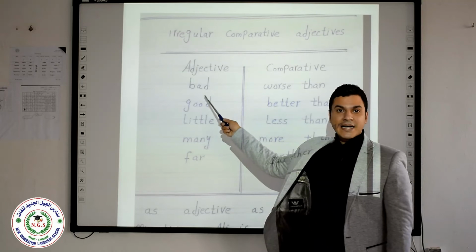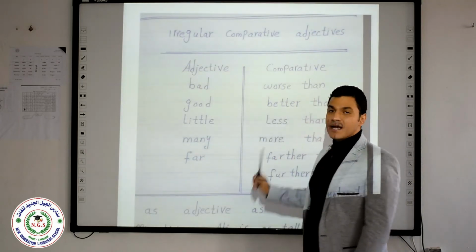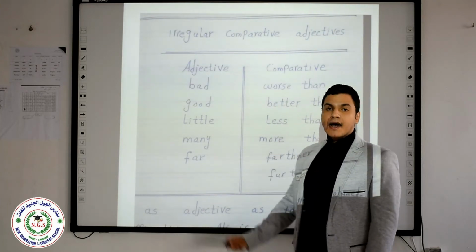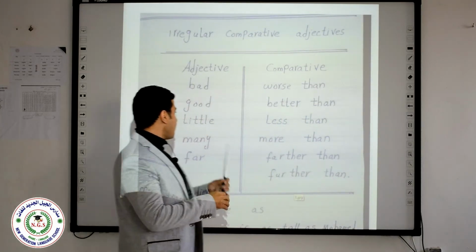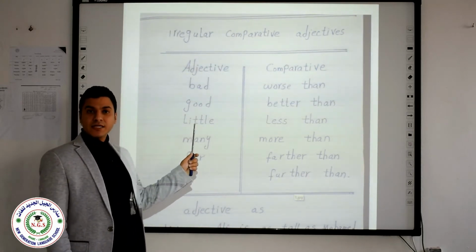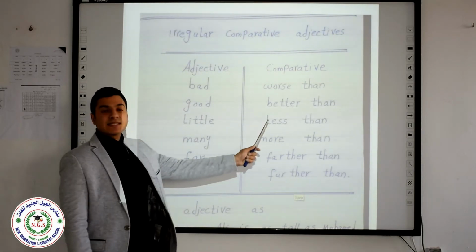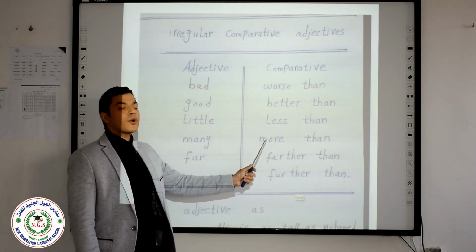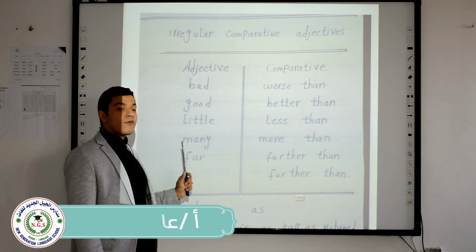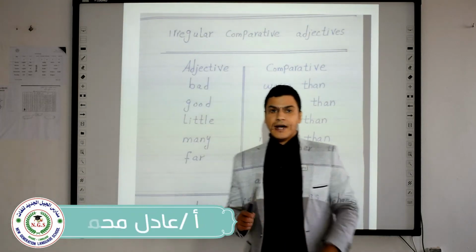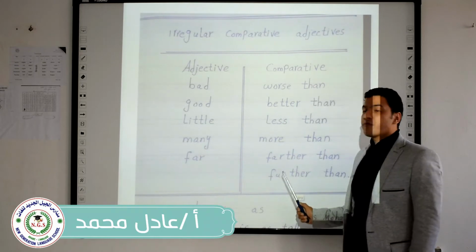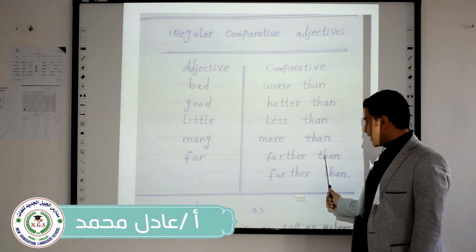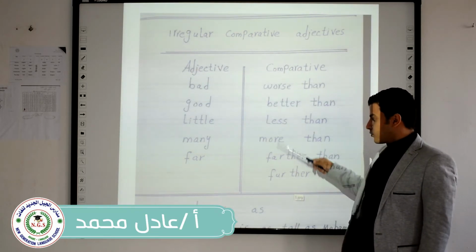For example, bad سيء, worse than أسوأ من, good جيد, better than أفضل من أو أحسن من, little قليل للأماونت الكمية, less than أقل من, many كثير للعدد, more than أكثر من, far بعيد, farther than أبعد من, farther than or further than. By the way, both of them are correct. الاثنين صح. Farther than or further than, both of them are correct.